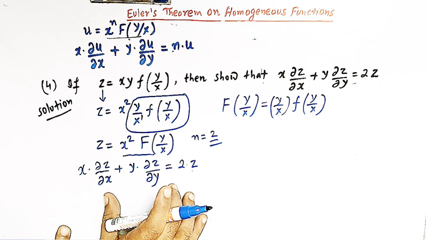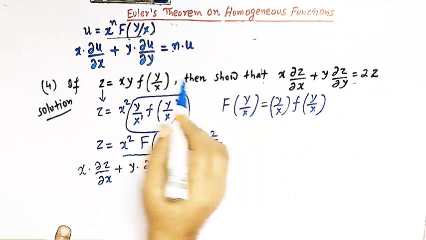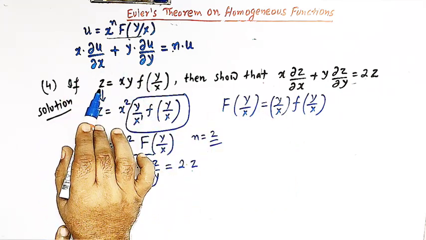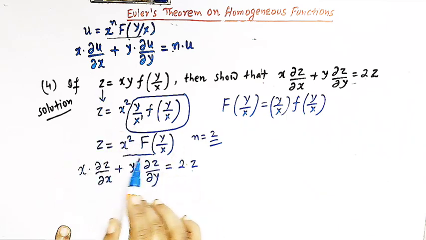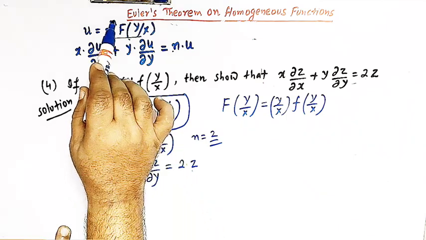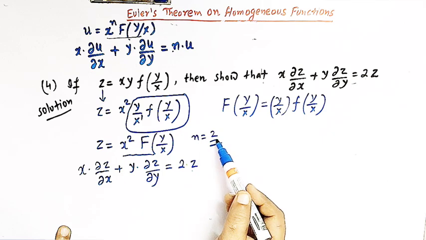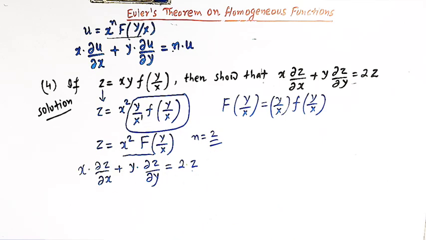So this result straight away follows from Euler's theorem by expressing this function z in the form that is x raised to n f of y over x, where the value of n is 2.